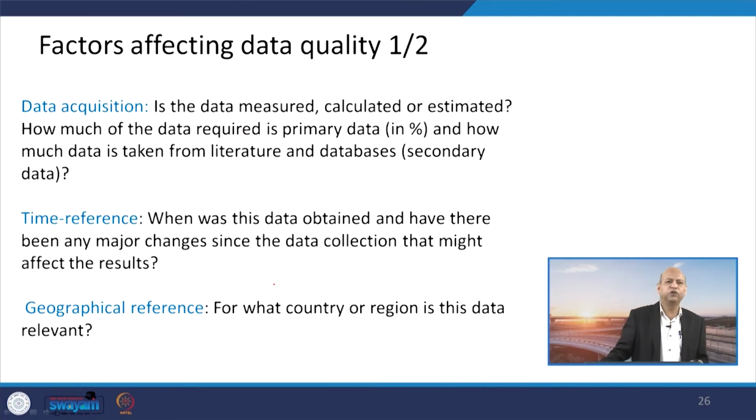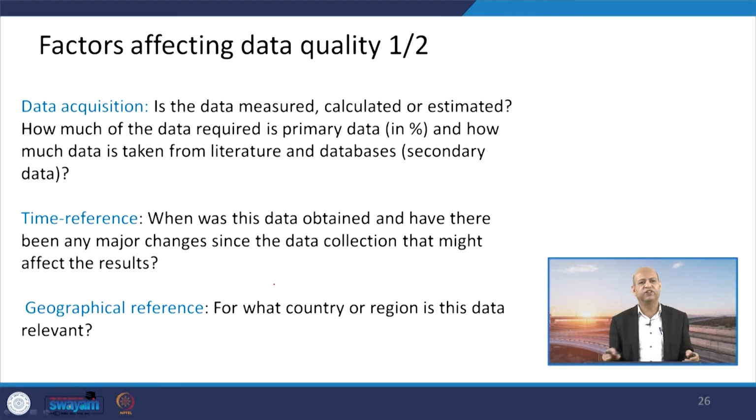And those factors which affect the data quality are, first, how we acquire the data, that is, the different techniques to estimate, and whether it is primary data or secondary data. That will also influence the quality of the data. Then the time reference: if you have a lot of data for several years, then good data may be there which can give good insights, but if there are limited data, then you do not know whether it is good or bad, and there may be issues.